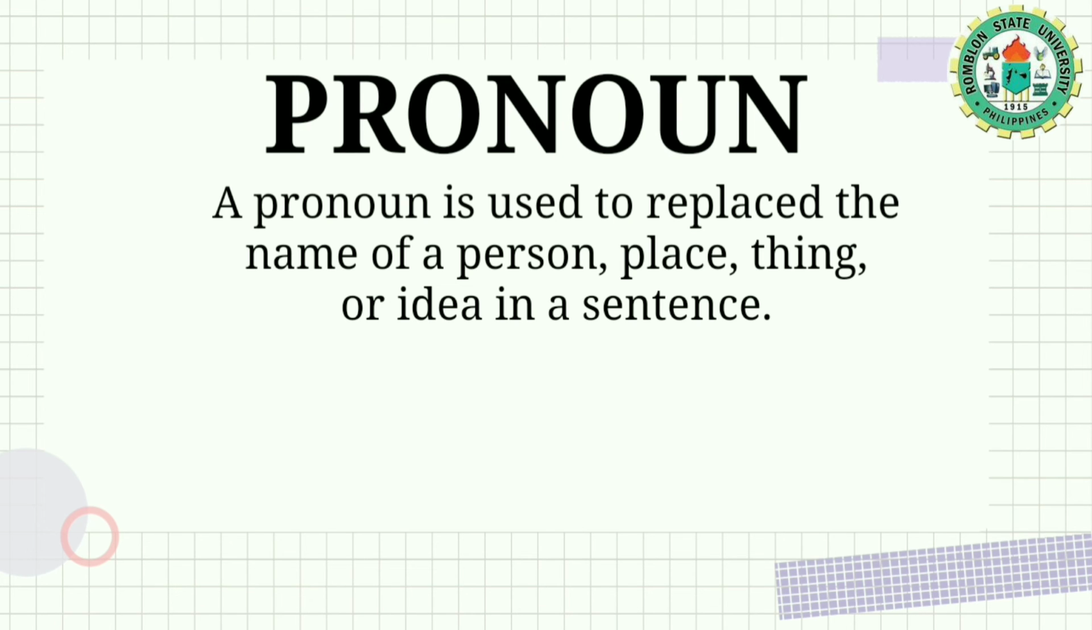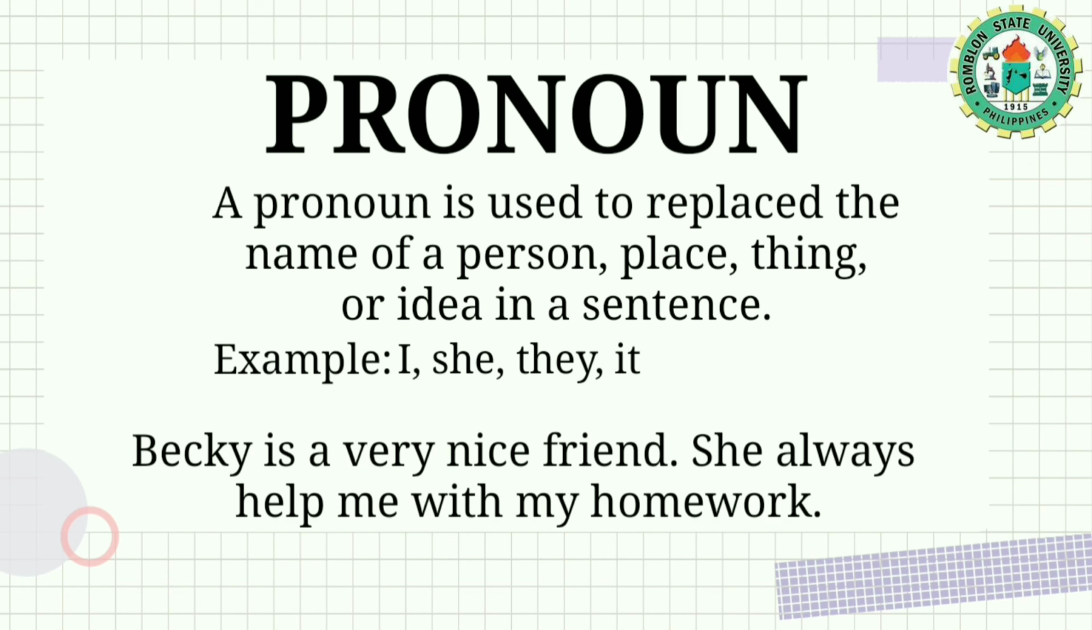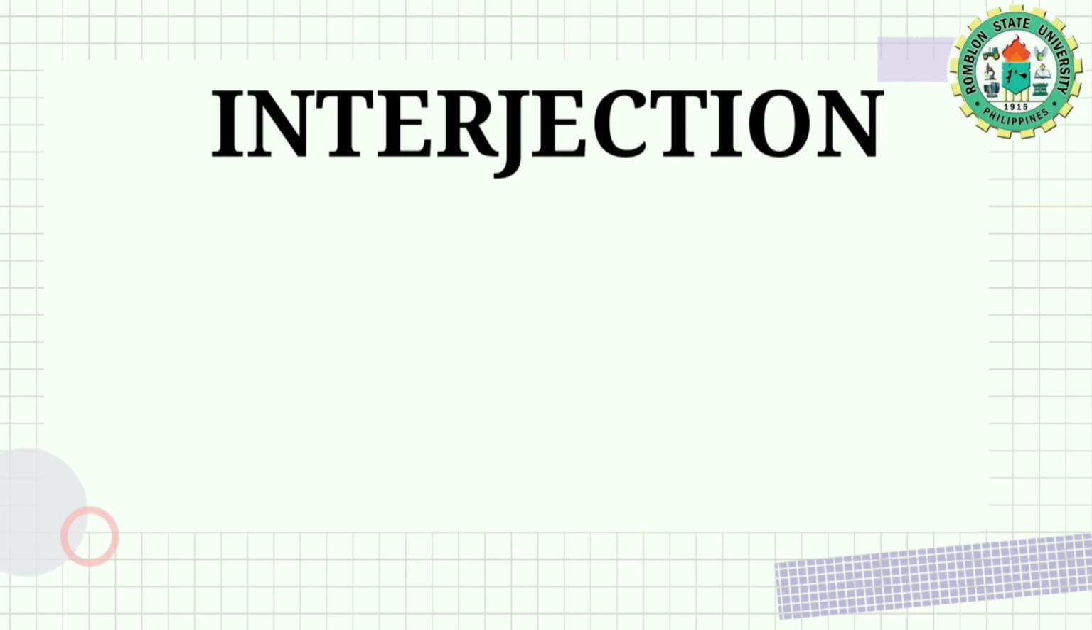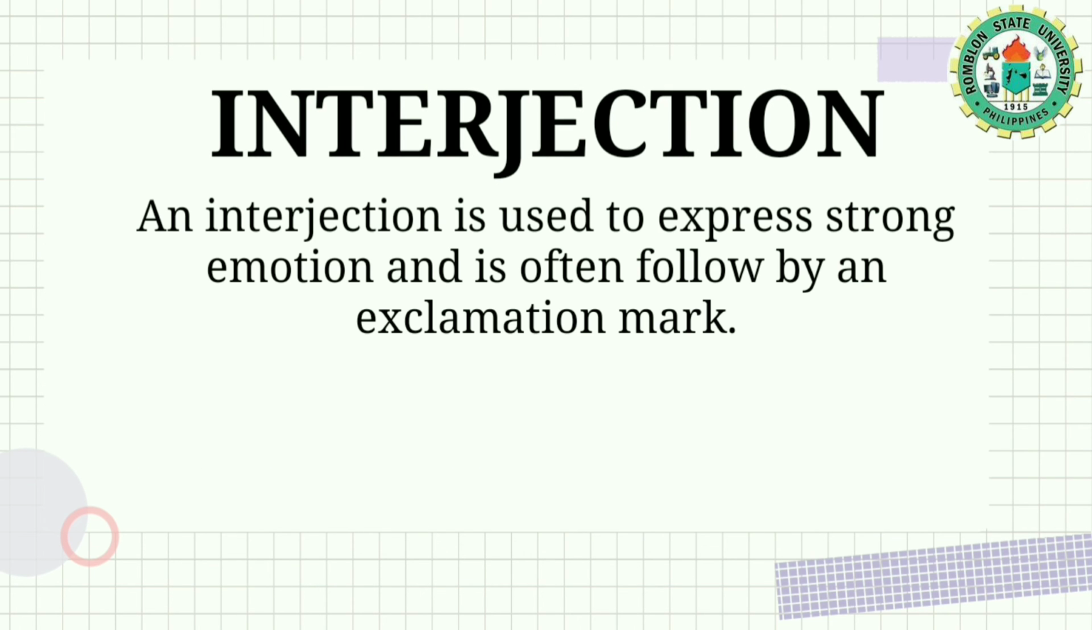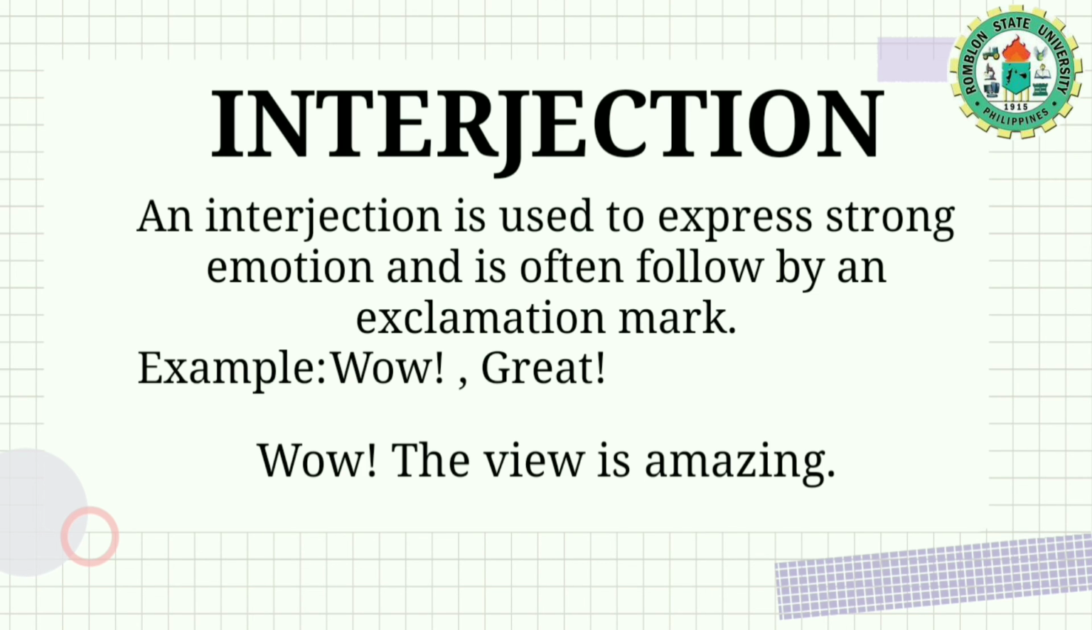Pronoun. A pronoun is used to replace the name of a person, place, thing, or idea in a sentence. For example, I, she, they, it. Becky is a very nice friend. She always helped me with my homework. The pronoun in the sentence is she. Interjection. An interjection is used to express strong emotion and is often followed by an exclamation mark. For example, wow, great. Wow, the view is amazing. The interjection in the sentence is wow.